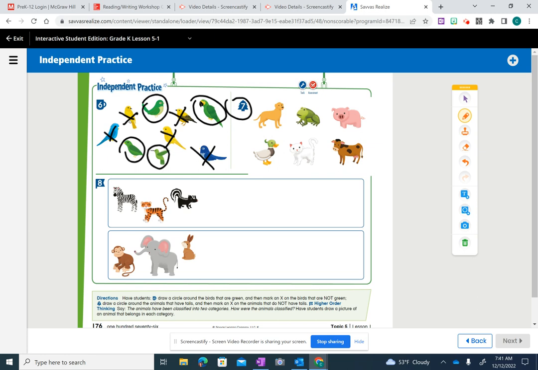So on number 7, we're looking for the animals that have tails, and we're putting an X on the animals that do not have tails. So a dog has a tail, a frog does not. A pig has a tail, a duck does not. A cat has a tail, a cow does not. So 1, 2, 3 of our animals have tails, and 1, 2, 3 of our animals do not. And number 8.